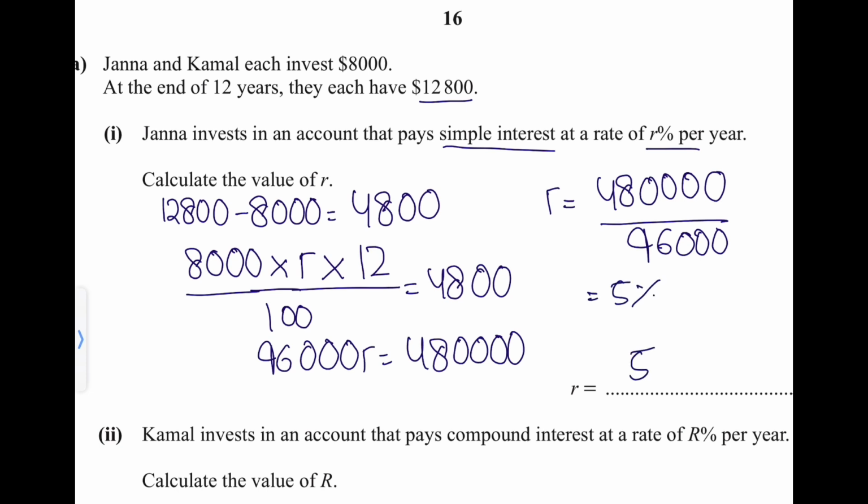So we just have to simply write 5. Don't write the percentage sign since it says R percent. Now we'll check the answer. So 8,000 into 5 into 12 divided by 100 is indeed 4,800.